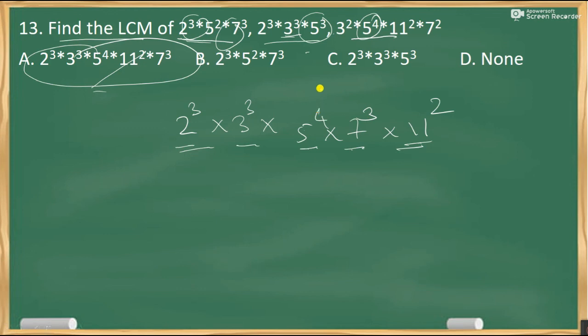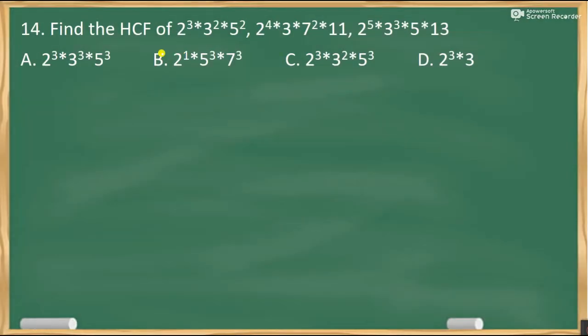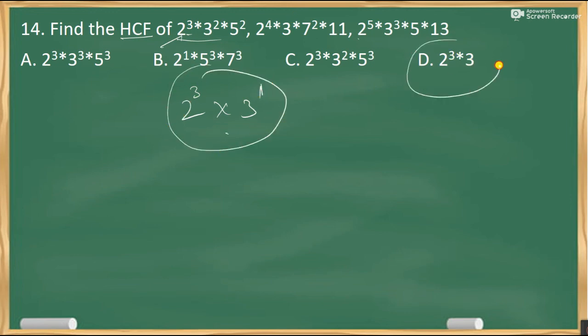Okay, so let me go for the next question. Find the HCF. Similarly, as we have done for LCM, this process is a little different. We have to take the common bases. So 2 is common, next 3 is common, and that's it. And we have to take the least power of it. So least power of 2 is 3 and least power of 3 is 1. So the answer is 2 power 3 into 3 power 1. So it is option D.